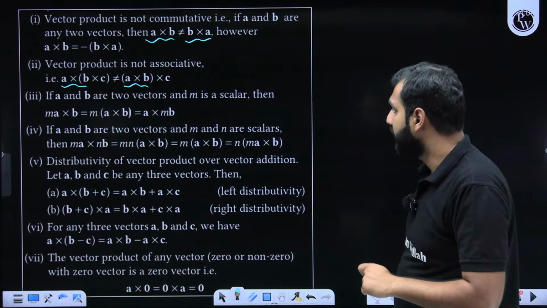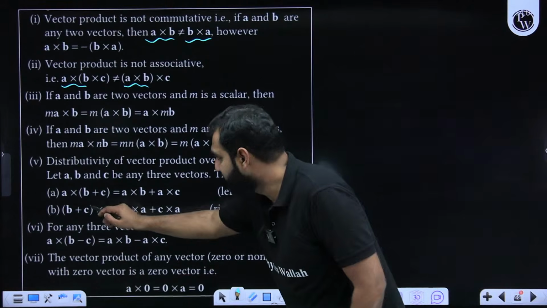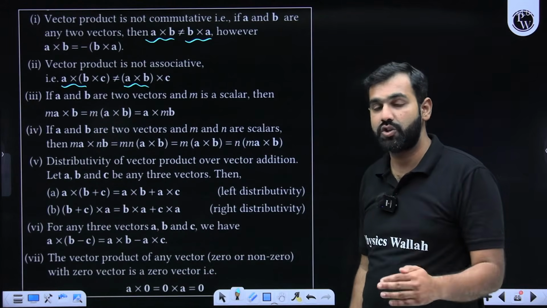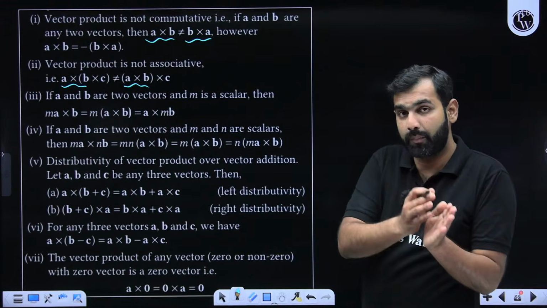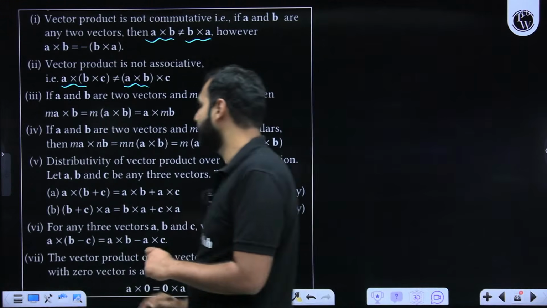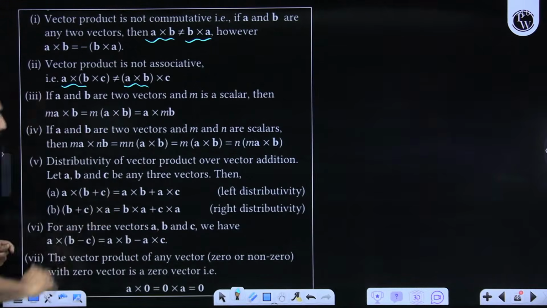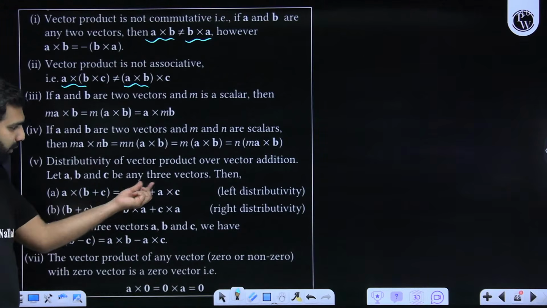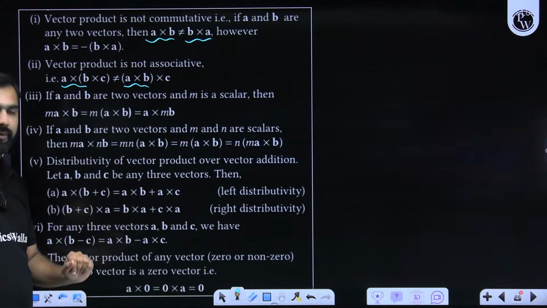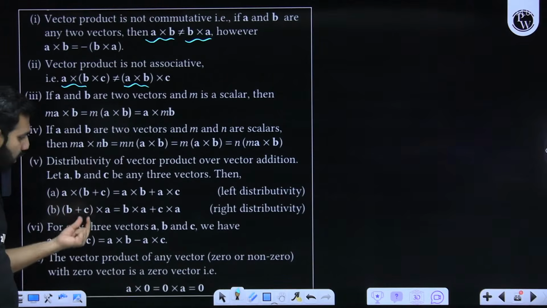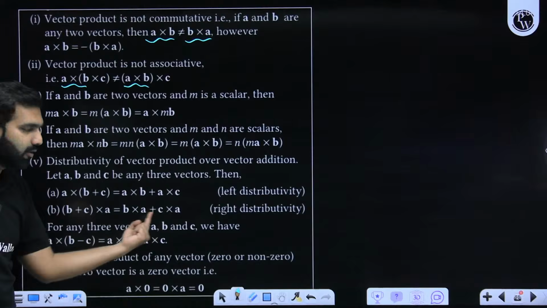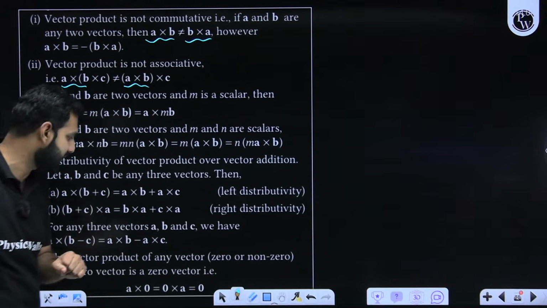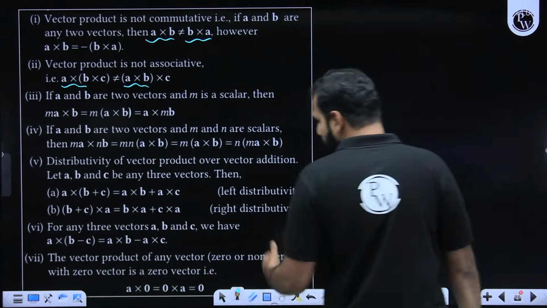Now the next part is, it is distributed over addition or subtraction, but you got to take care of the order, whether it is coming from left side or right hand side, which means, let's say if it is A cross of whole of B plus C, that will be A cross B plus A cross C, but A will be there on the left. If it is B plus C whole of cross A, then it will be B cross A plus C cross A. There A will be on the right. I hope you understood my statement. So this is how you remember these things.